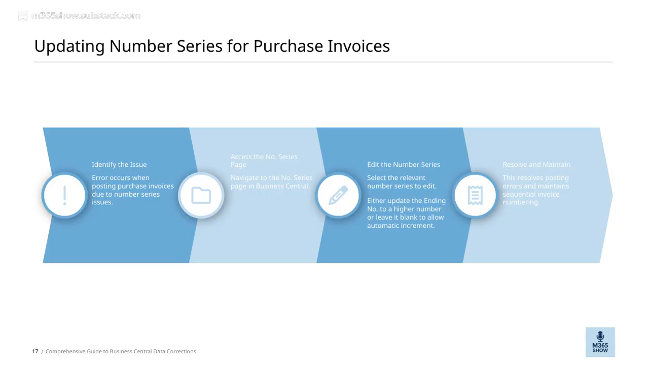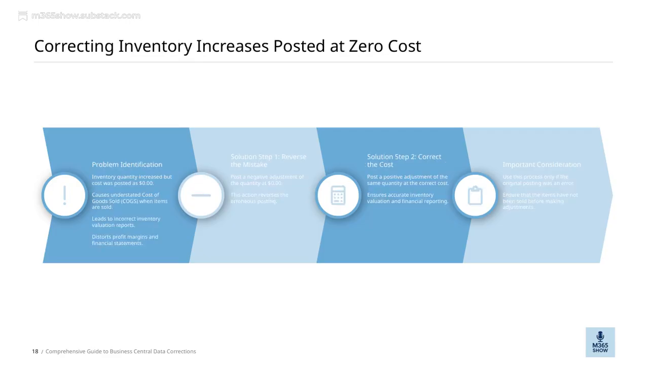Finally, it's important to recognize that errors often happen during the posting of purchase invoices when the number series isn't aligned properly. Identifying these issues early and correcting the number series helps prevent future posting errors and keeps your invoicing process running smoothly. Let's take a closer look at how to correct inventory increases that have been posted at zero cost. This slide outlines a comprehensive process within Business Central for making these data corrections effectively.